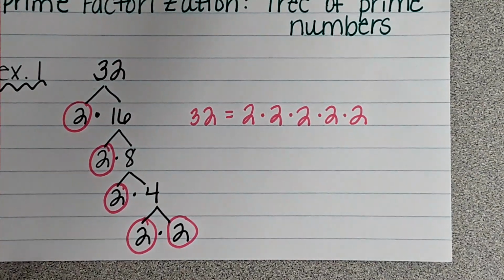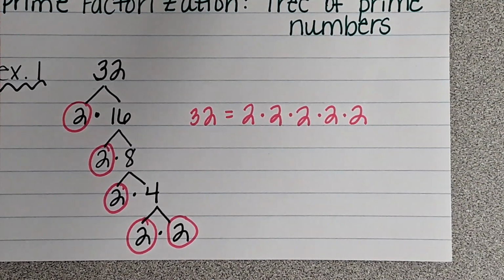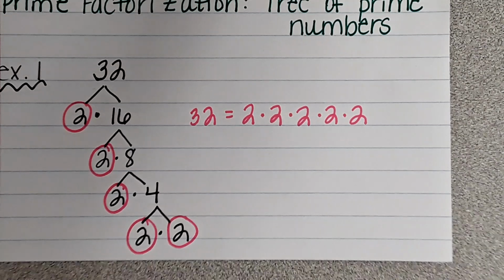We are only interested in the numbers we circled. That is what we call a prime factorization. We're only going to make it look like a number with all prime numbers. So what we're looking for is prime numbers.